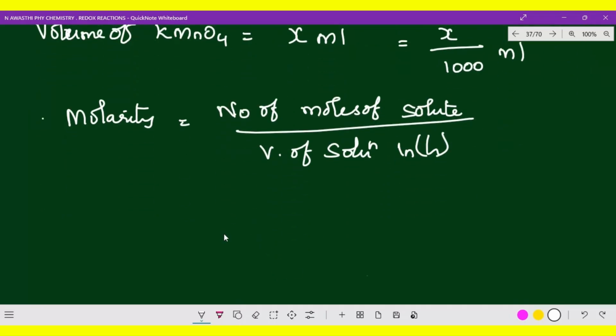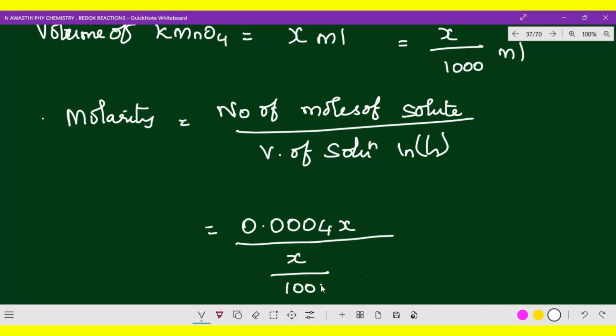Number of moles of solute, how much we got it here? 0.0004X divided by the volume of solution in liter. How much? X by 1000. You know why we mentioned this X? The volume of solution X mL in liter. So that is X. When we are calculating, this 1000 will go upwards.